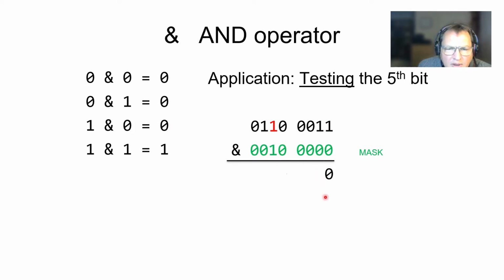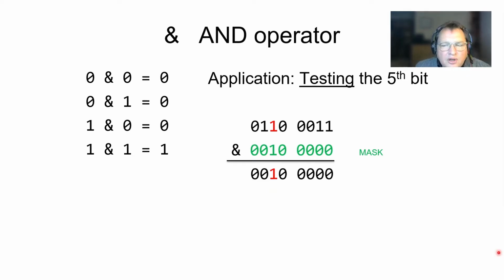So anything AND 0 is always 0. So I have 0 here, 0 here, 0 here, 0 here, also 0 here and 0 here. And for the remaining bit, which is the bit we are testing, the bit number 5, this is 1 and 1, which gives 1. And this is the result of the testing.